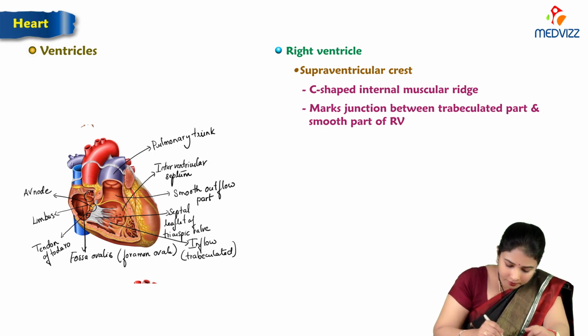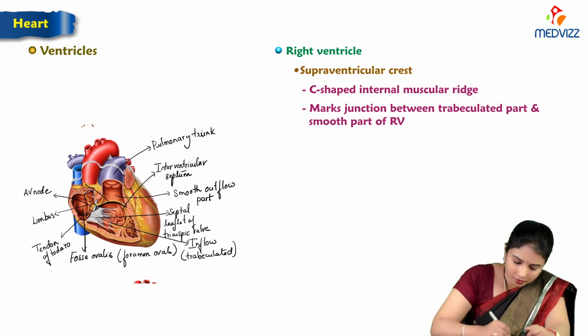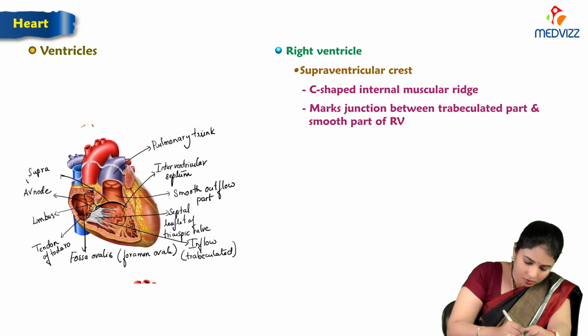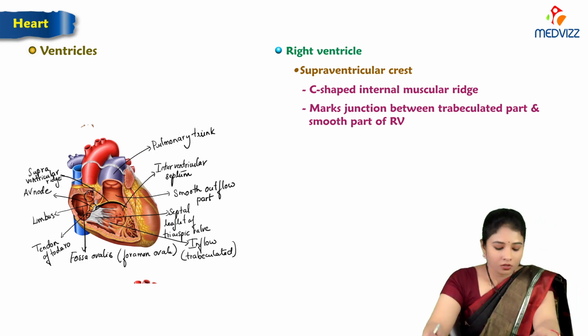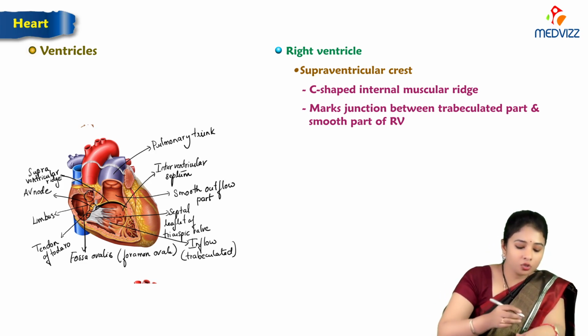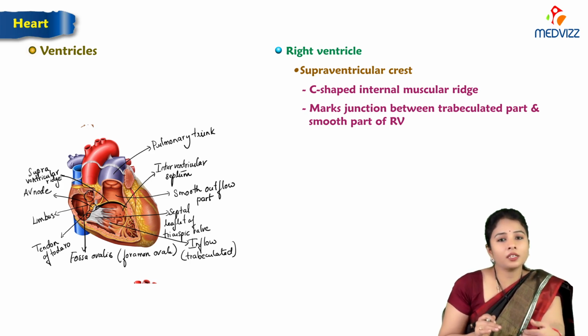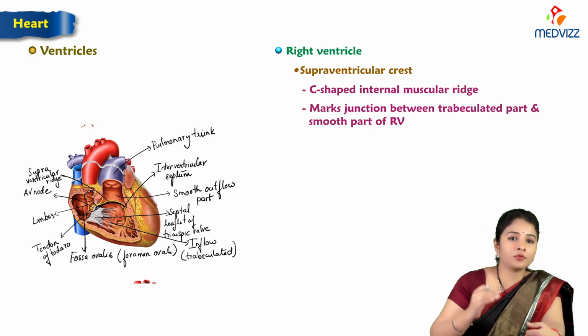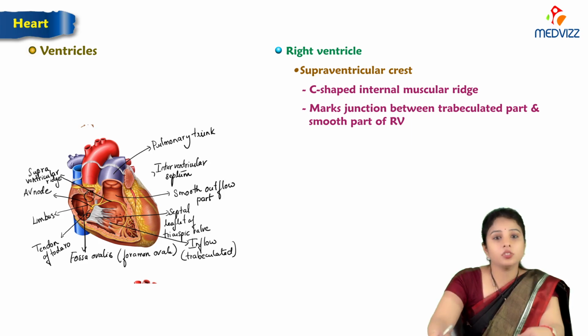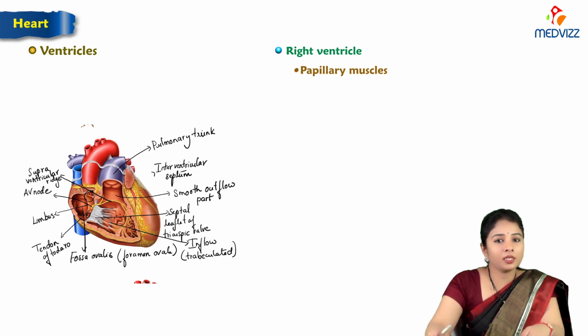So this is the supraventricular ridge or supraventricular crest, which demarcates the rough part, that is the rough inflow part, from the smooth outflow part. So next, moving on to the papillary muscles which are present within the ventricles.